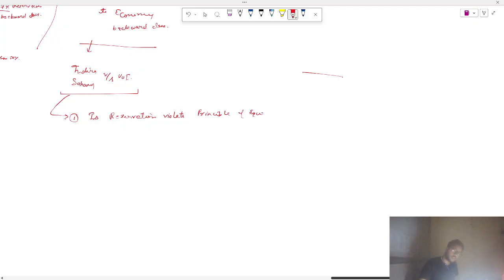Principle of equality or not? Then the Supreme Court stated no. The Supreme Court answered no. How? Because reservation is given for the advancement of people.